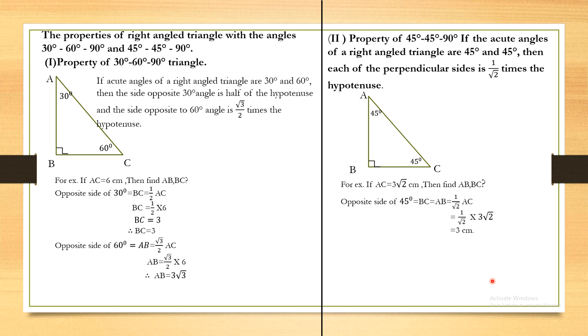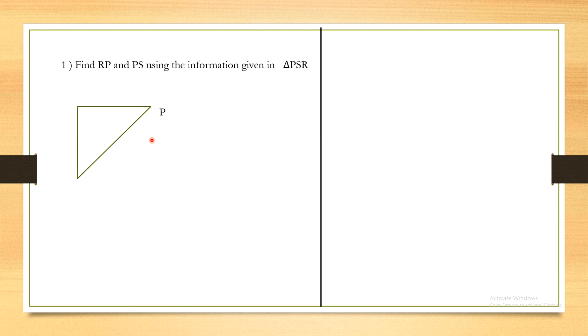So we get BC and AB both are equal to 3 centimeter. So let's take another example of these properties. Suppose this triangle PSR is given. Angle S is of 90 degree, angle P is 30 degree, angle R is 60 degree. SR is given 6 unit. We have to find the sides RP and PS.